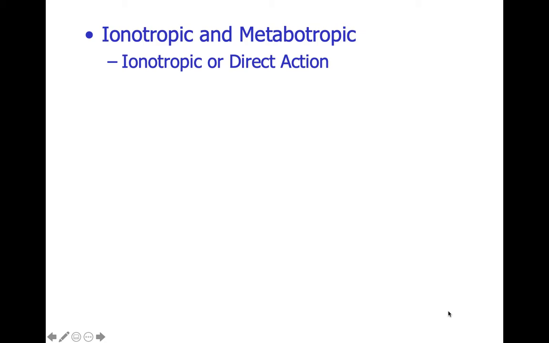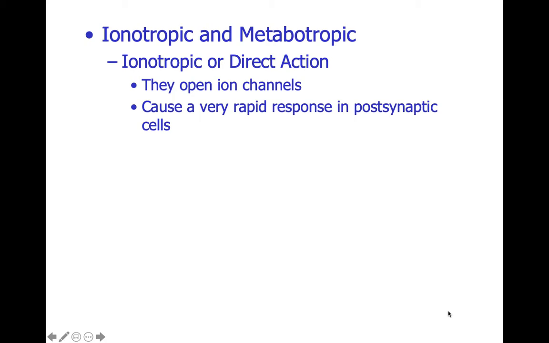Ionotropic neurotransmitters are also referred to as direct action neurotransmitters. Very simple. You apply them, they cause something to happen. If I apply an ionotropic neurotransmitter, then something will happen. In this instance, they're going to open ion channels, which will allow ions to move. It's going to cause that ion flux that we talked about. This will cause a very rapid response in a postsynaptic cell.